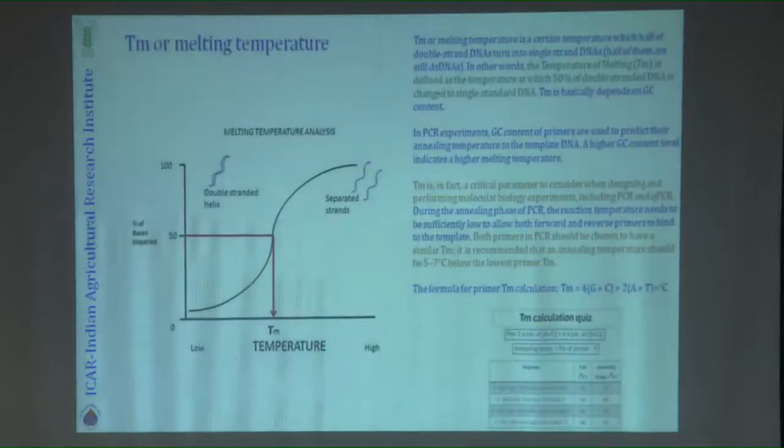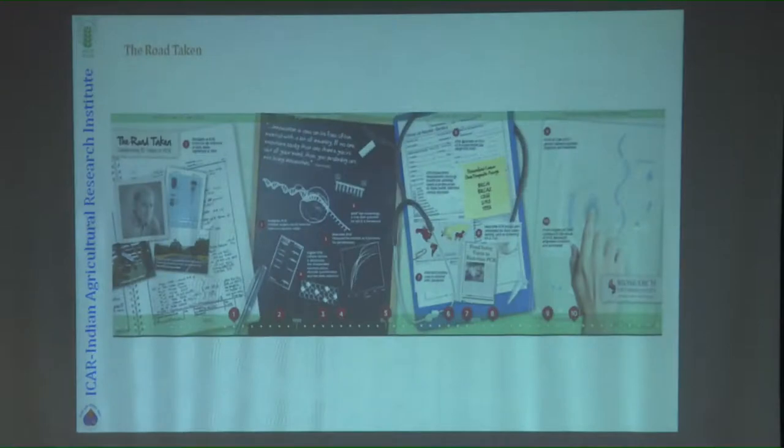So, we also know that there is an important factor which we consider when we set up a PCR reaction, that is called the temperature of melting or melting temperature, right? This is defined as the temperature at which 50% of the double-stranded DNA is changed to single-stranded DNA, right? So we know how to set the annealing temperature using this information, how to select the primers, all those things. You can also read about this from different sources.